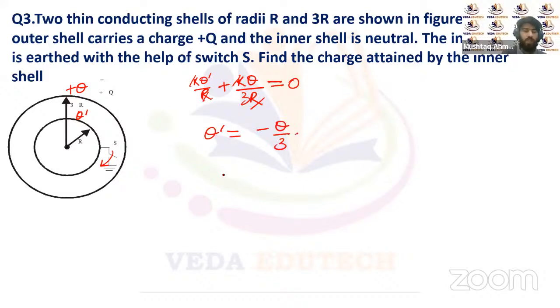So this will be the net charge attained by this inner shell, or we can say this amount of charge will be supplied by the ground to this inner shell. It will be a very instantaneous supply of this minus q upon 3 amount of charge. So finally, the net charge on this inner shell will be minus q upon 3. So this is how we'll do this question.